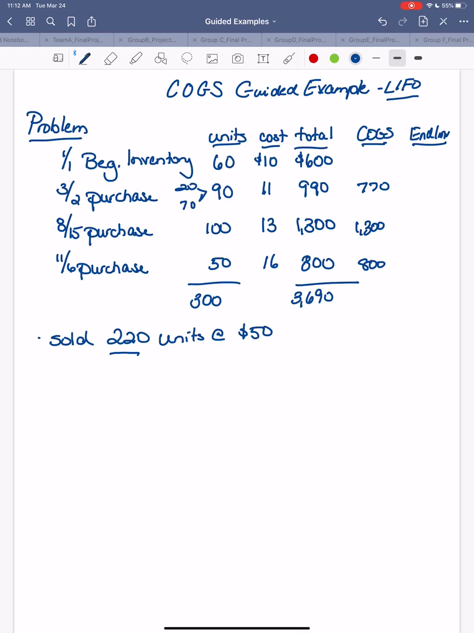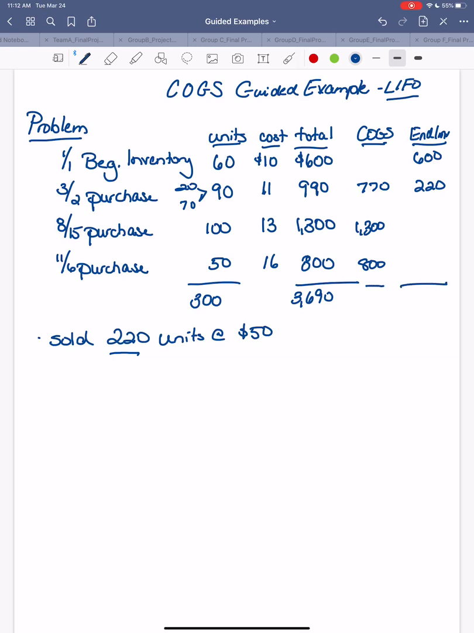Now, what do I do with this last 80? Remember, those 80 are staying in my ending inventory. So I can take the beginning inventory, move it over to ending. That's 60 units. And remember, we left 20 units behind in this March 2nd purchase. So I'm going to move those 20 units over. So 20 times 11 is 220.